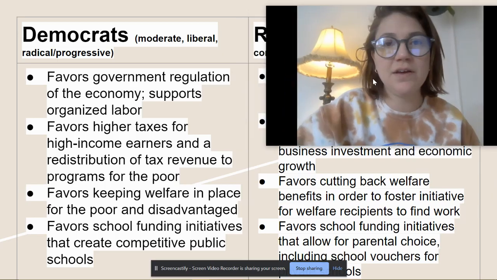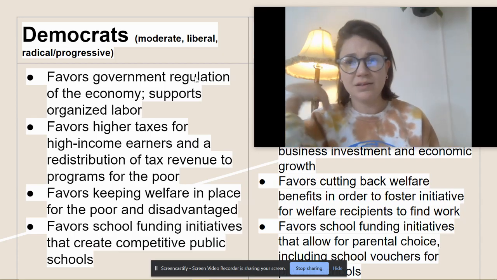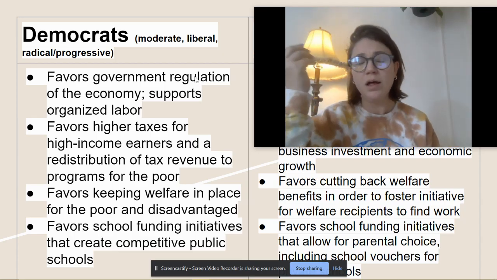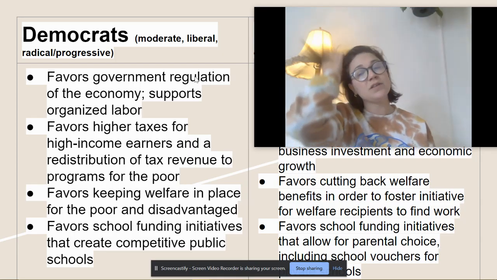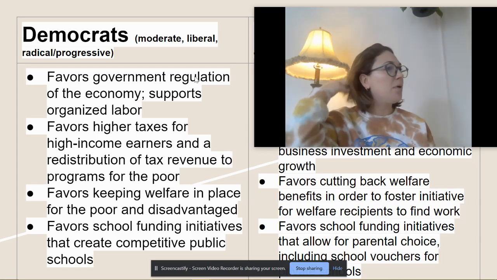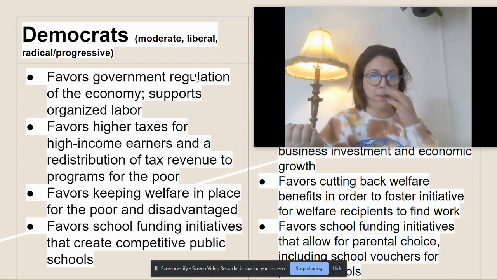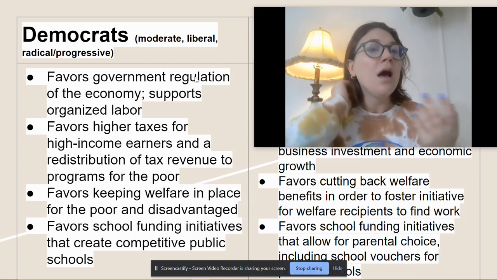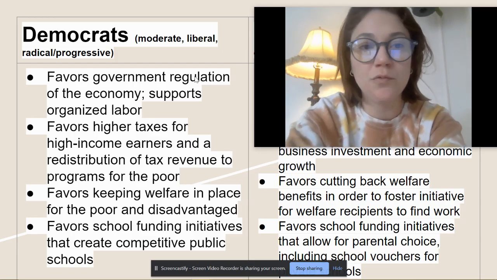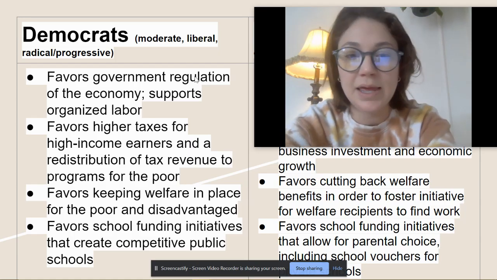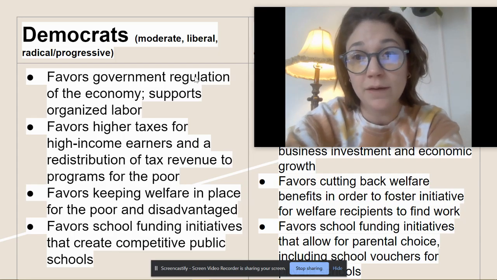So you'll notice here I have Democrat, moderate, liberal, radical, progressive. You could also even add Democratic Socialists up there as well. Within each party, there's a spectrum, and that's important to know. Not all Democrats are the same. Not all Republicans are the same. People have moderate beliefs. There's a lot of room to play in that spectrum. But in a very general way, Democrats favor government regulation of the economy, right? We want government to put rules on what businesses can and can't do. We want to have the government involved in the running of the economy.